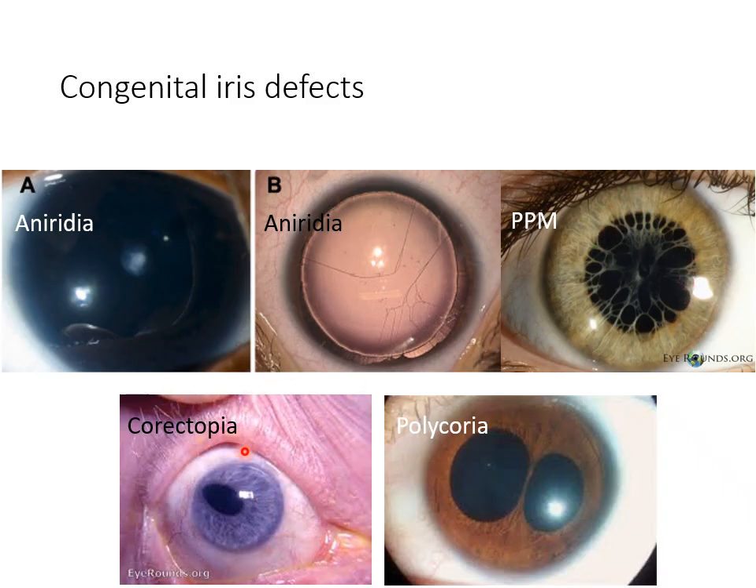Then corectopia. Corectopia means an eccentric pupil. Okay. So congenital corectopia is usually rare, and it is associated with iridocorneal endothelial syndromes, basically trabeculodysgenesis, which we will talk about in congenital glaucoma. So corectopia is seen in that, okay? And polycoria also. Congenital polycoria by itself is rare. It is seen in association with iridotrabeculodysgenesis syndromes.